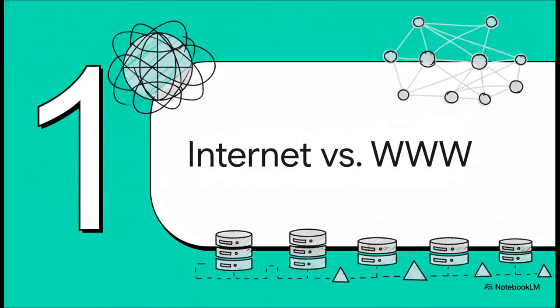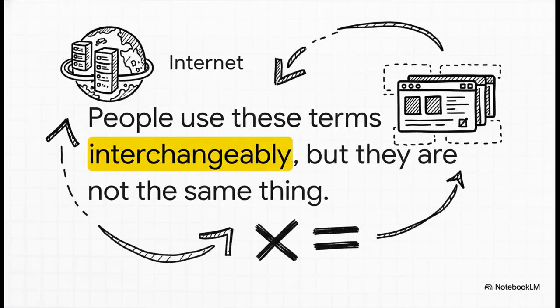Okay, so to really get how this all works, we got to tackle the number one point of confusion right out of the gate, and that is the difference between the internet and the World Wide Web. Yup, you heard that right. Pretty much everyone, myself included sometimes, uses these terms interchangeably, but they are not the same thing. And honestly, getting the difference is the key to unlocking how this whole system really operates.